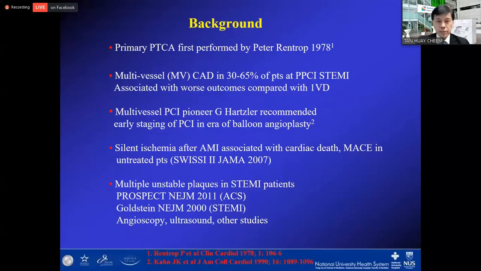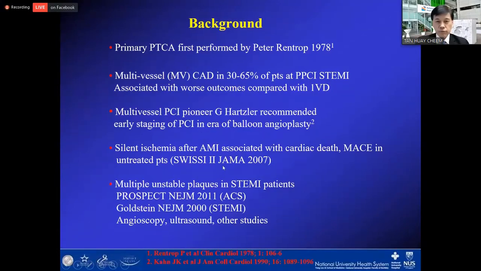So we know that the background of this particular topic is that primary PCI was first performed by Andreas Gruentzig in 1978. We know that multivessel coronary artery disease occurs in about 30 to 65% of patients during a primary PCI for STEMI. And this is associated with worse outcomes compared with people with single vessel disease. And Geoffrey Hartzler actually was a pioneer of multivessel PCI in patients with STEMI, but he at that time recommended an early staging of PCI, which was in the era of balloon angioplasty.